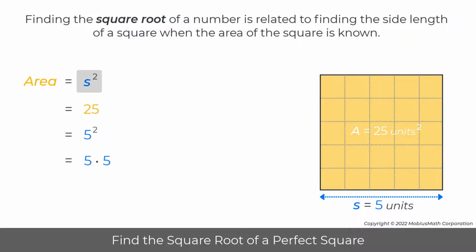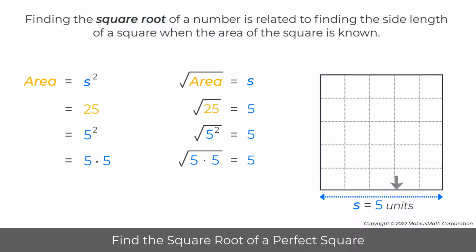When the process of squaring the length of the side to find the area is reversed, the square root of the area is taken to find the length of the side. So, the square root of 25 is 5 because the side length of a square with the area of 25 units squared is 5 units.